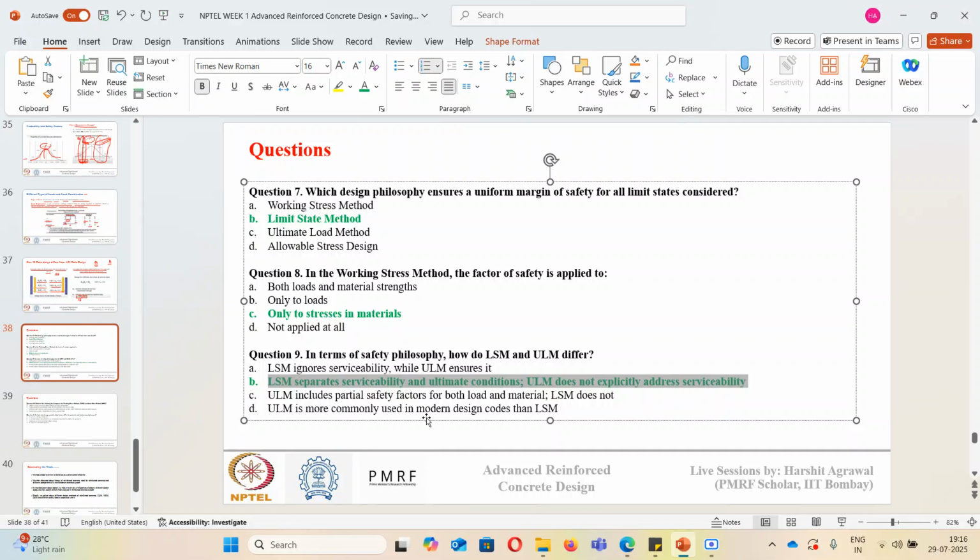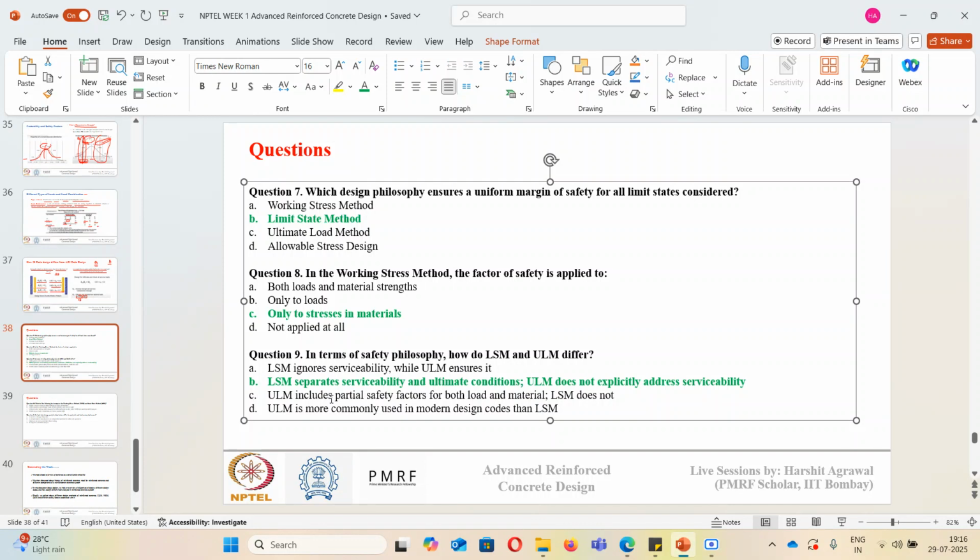So this we have also seen. Limit state method has a separate philosophy for both serviceability and ultimate condition. So we have limit state of collapse and we have limit state of serviceability. Limit state of collapse deals with the ultimate load, and limit state of serviceability deals with the service load only. At service load, it just ensures that there is not much cracking or deflection happening in the structure. That is the role of serviceability.